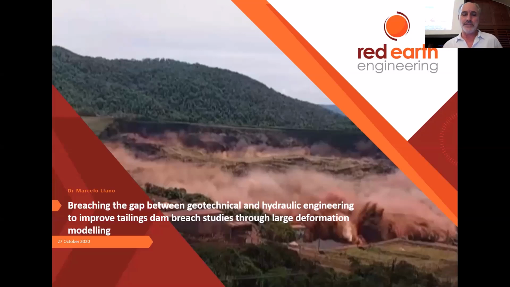So the last formal presentation is from Dr. Marcelo Llano, who's with Red Earth Engineering. He's going to talk about breaching, no pun intended, the gap between geotechnical and hydraulic engineering to improve tailings dam breach studies through large deformation modelling.